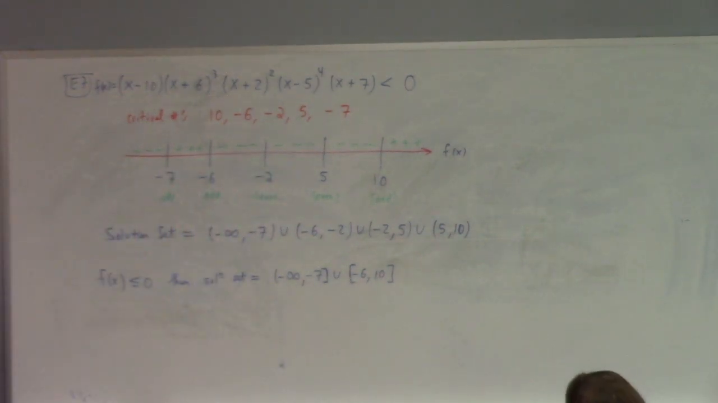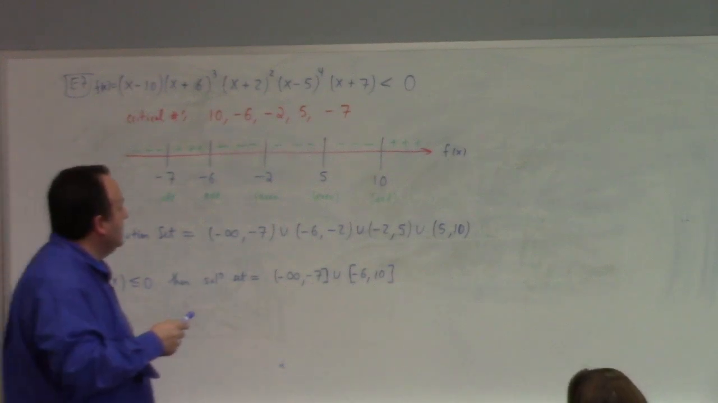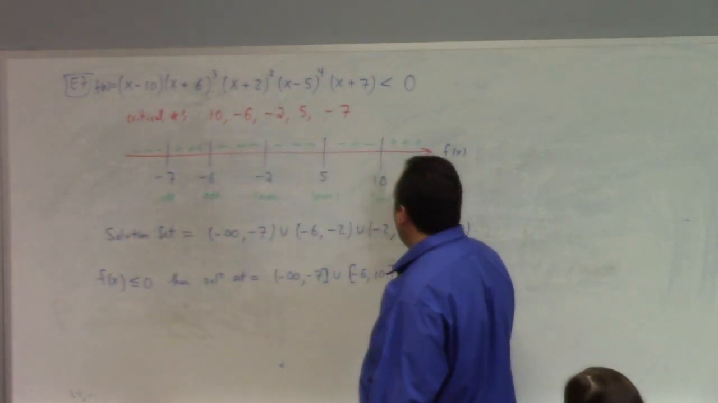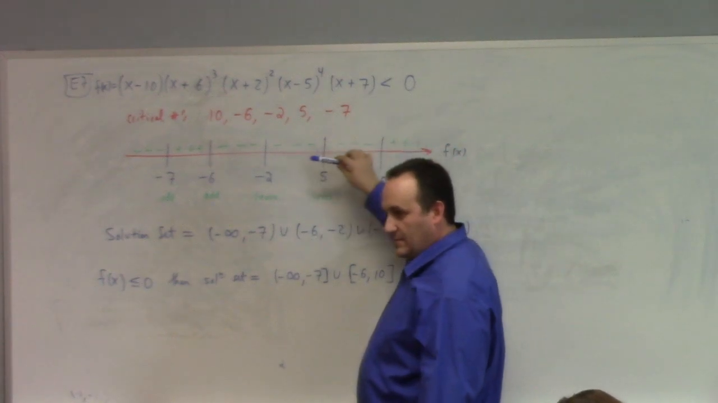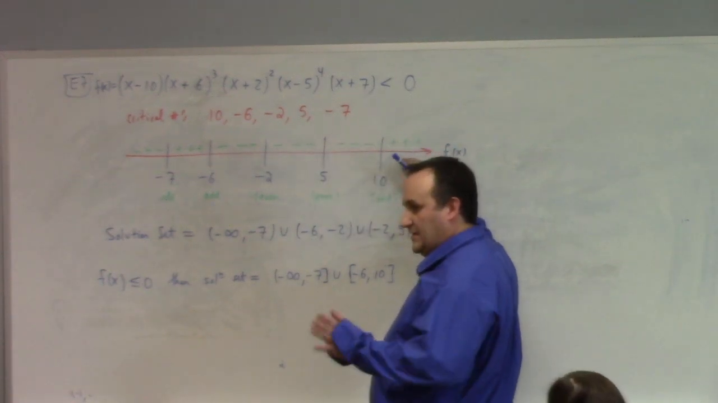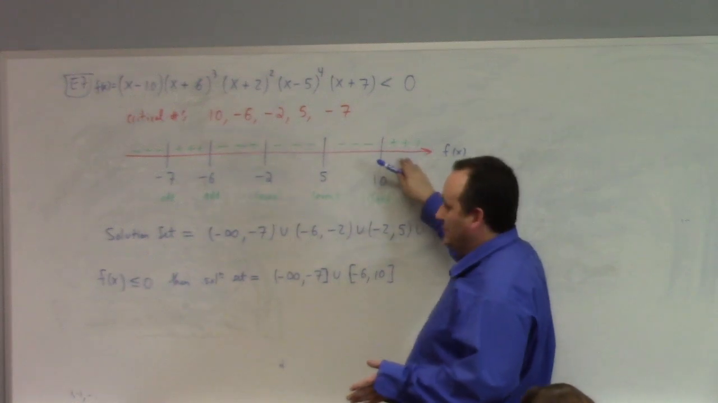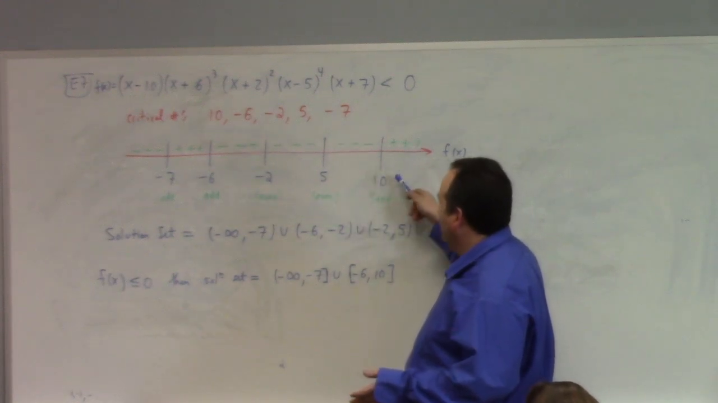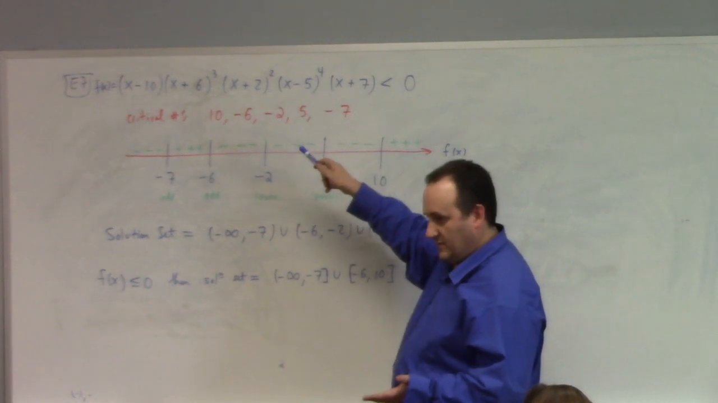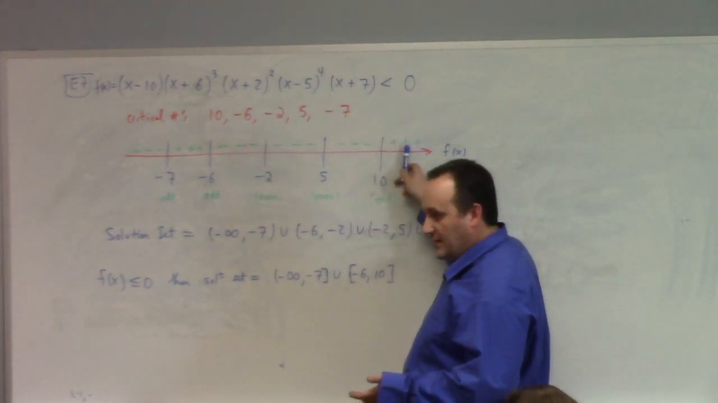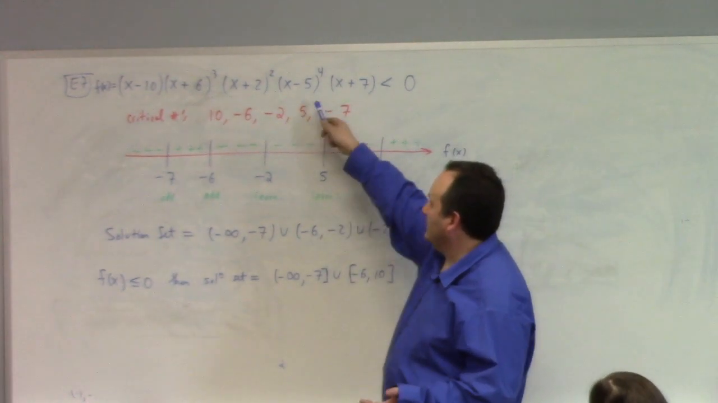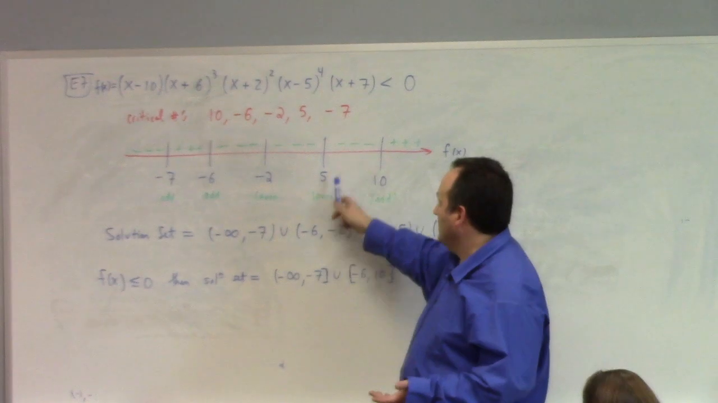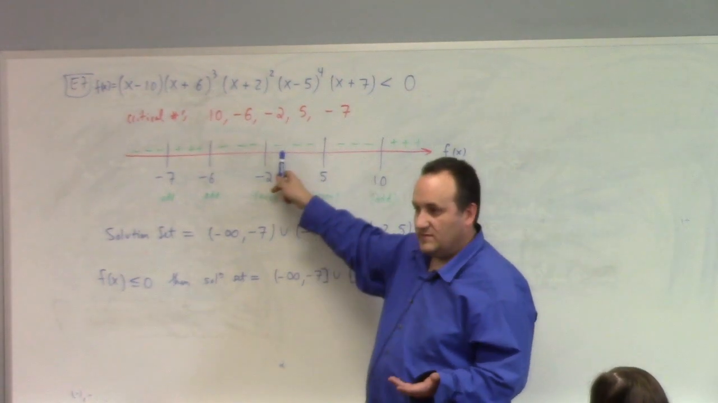Wait, we flipped the sign. Uh-oh, did I mess it up? I'm confused on which sign we're flipping. What we're doing is flipping the sign as we go across the critical number. So if I started with the plus, remember I plugged in 1,000? So that's my starting point. And since 10 corresponds to that x minus 10 factor, which is an odd factor, I go from plus to minus. That's the idea. Here, 5 is this x minus 5 to the 4th power, that's an even. So I don't flip the sign, I just stay minus to minus.